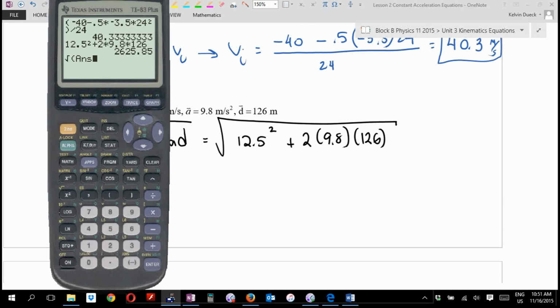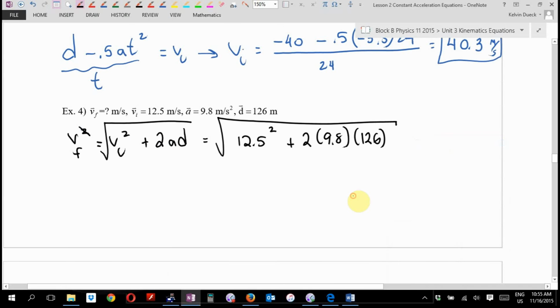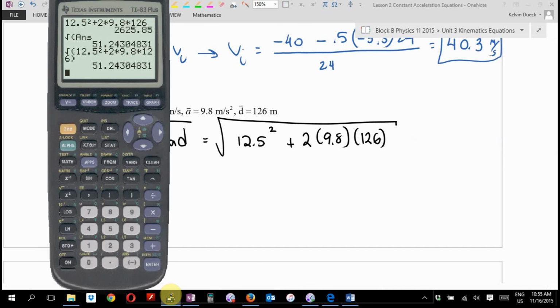So now I'm going to pause. You need to find your square root button, and you need to find your answer button, and you need to see if on your calculator you can get 51.2. I'll pause for a second. What do we get? 51.2. Probably should go to 2 sig figs, but I'll go 51.2.